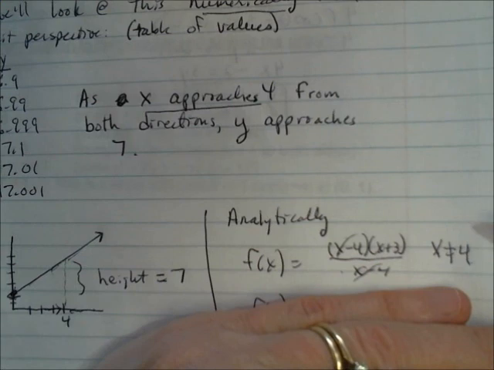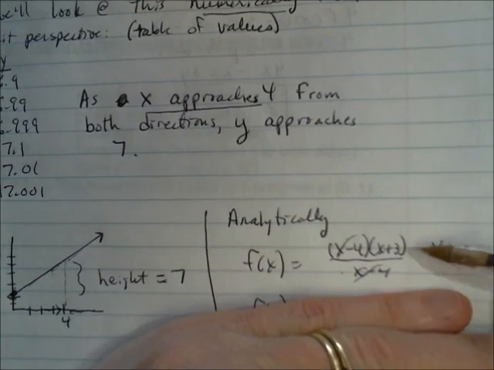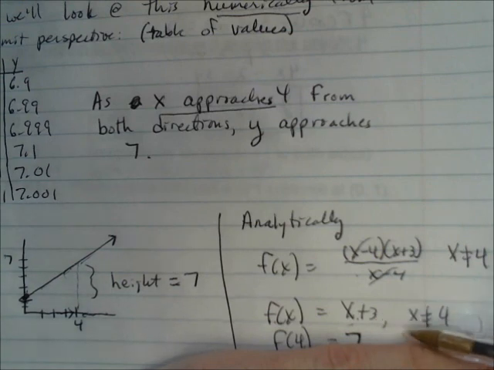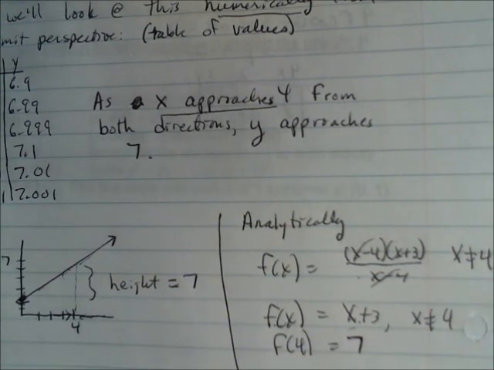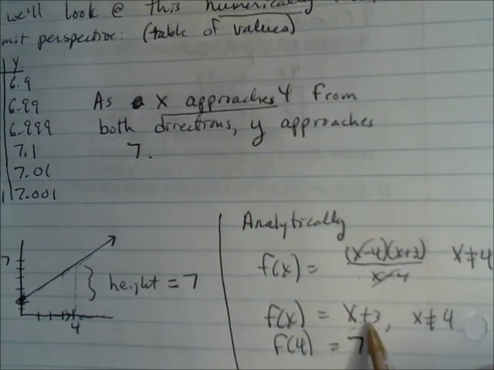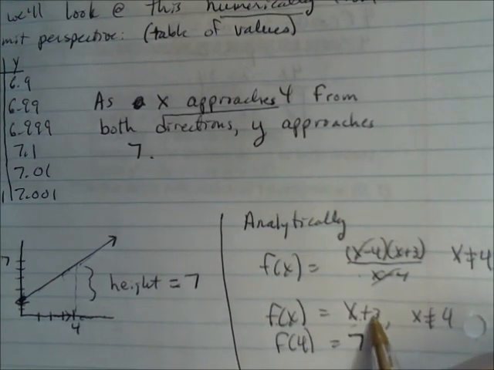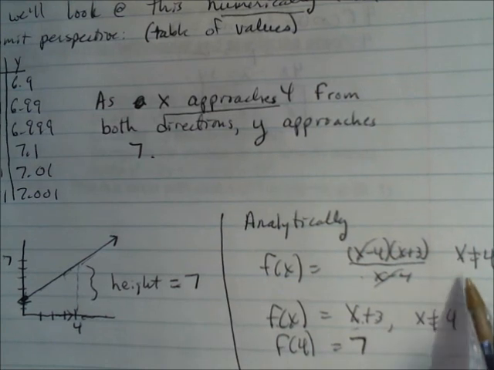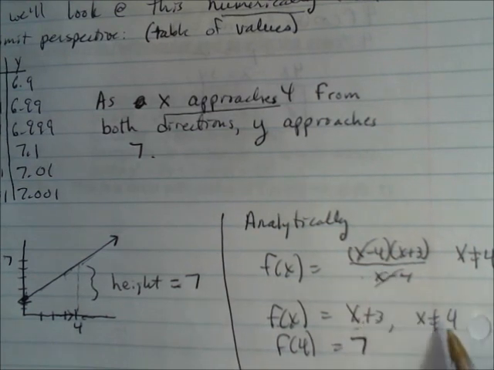So you have to put this caveat off to the side that this is really the function y equals x plus 3, but x cannot be equal to 4. And if you do a direct substitution of 4 into x plus 3, f of 4 really does equal 7. But from the beginning we say this original function cannot have a value of x equals 4. But if we could, it would be equal to 7. So that's the third way, the analytical way.